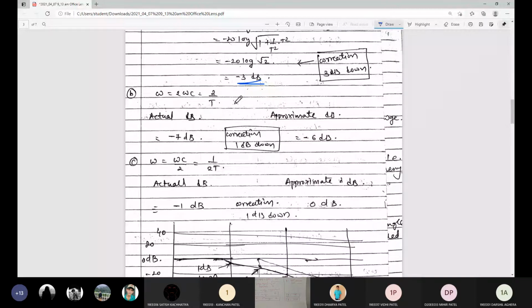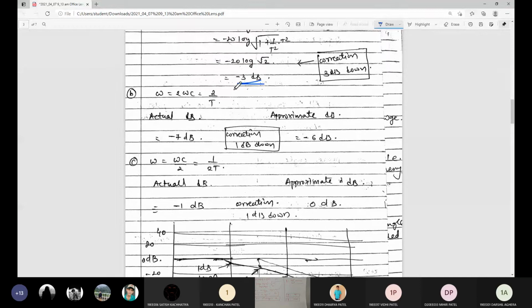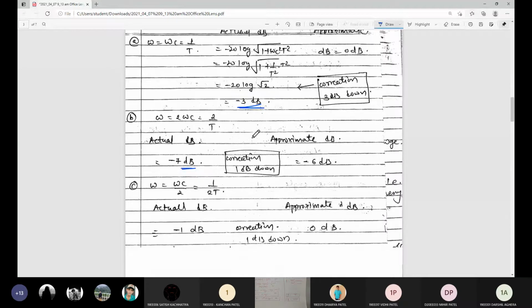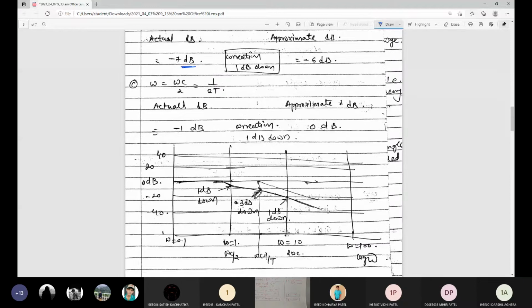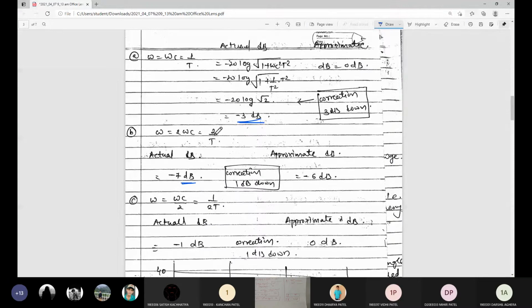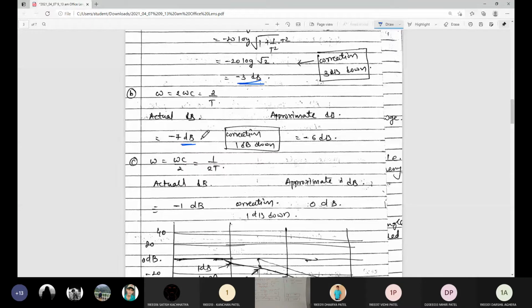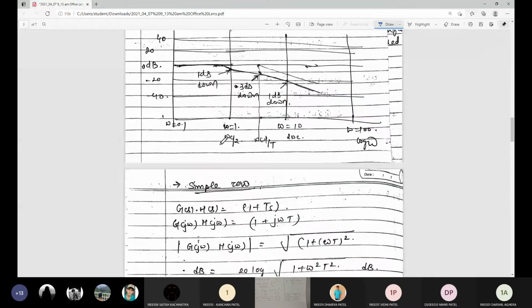If I am putting omega is equal to 2 upon t, it will be having minus 7 dB. Again we will put the value and we will get this. So if I am going for the higher frequency range, previously we have taken 1 upon t, then we have taken 2 upon t, and so on. We will be having a difference. Previously minus 3, minus 7, and then minus 1 and all this.